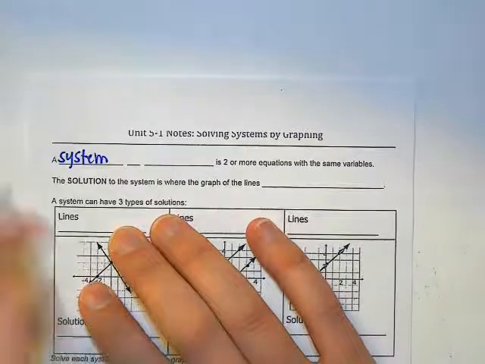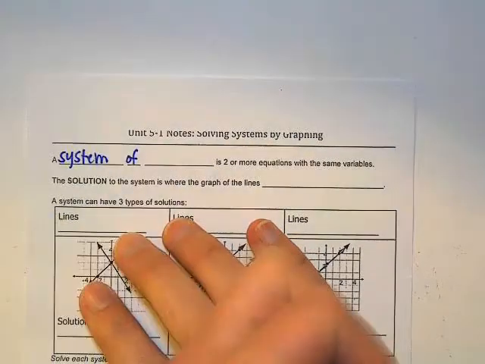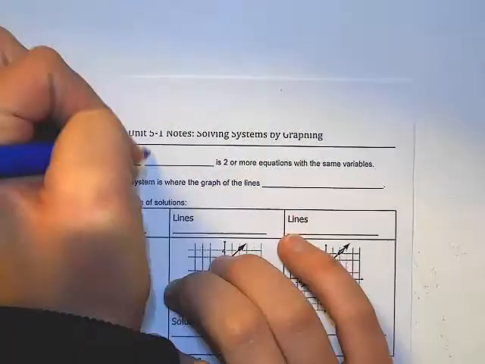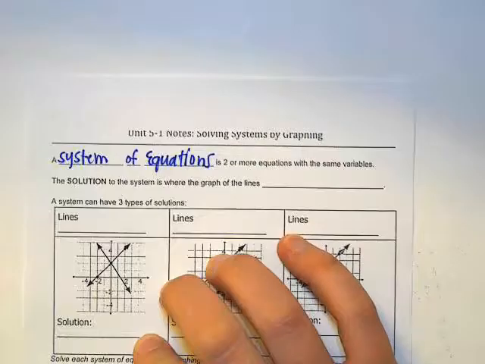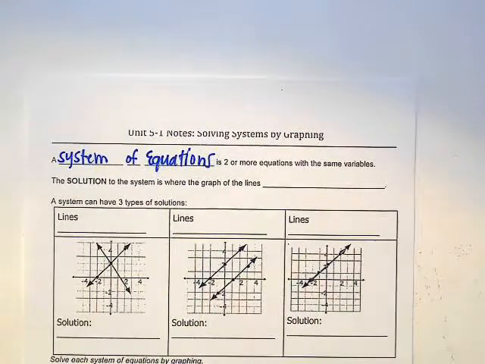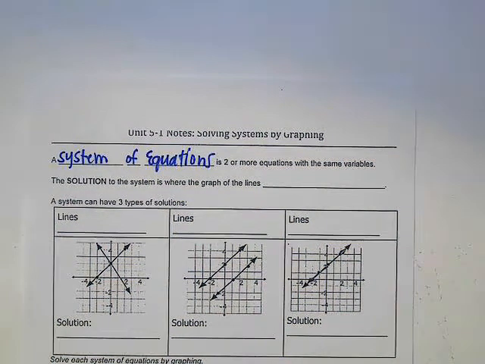A system of equations is two or more equations with the same variables. Okay? So throughout the year, I'm going to say, what's a system? For the rest of the year, because it's important that you know this. And I'm going to say, what's a system? And your answer is going to be two or more equations.